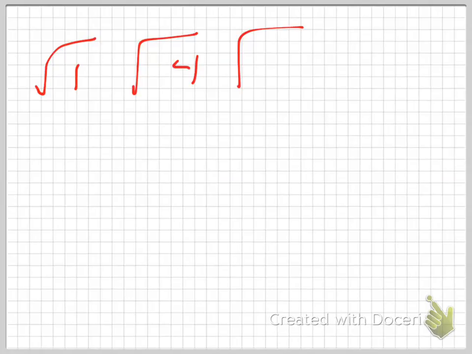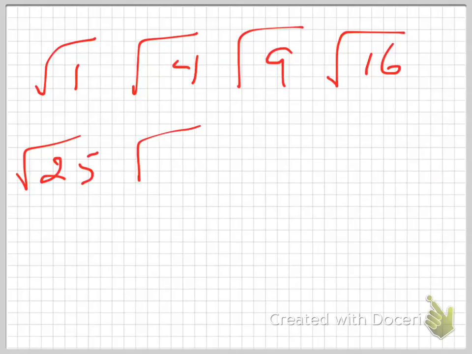Let's name the ones that there is a square root for. There's a square root of 1, square root of 4, square root of 6. What's the square root of 6? What number times itself is 6? 9. Square root of 16. Square root of 10. What number times itself makes 10? None. 25. Square root of 36. Square root of 49.